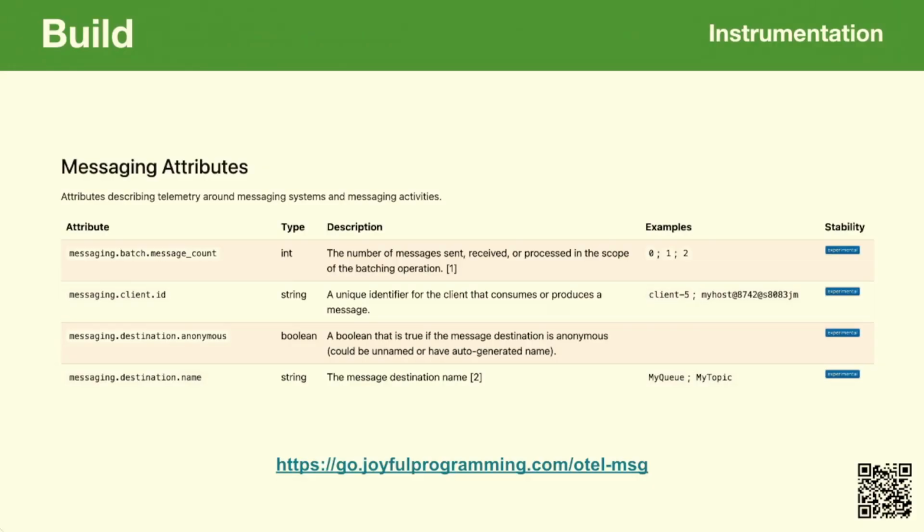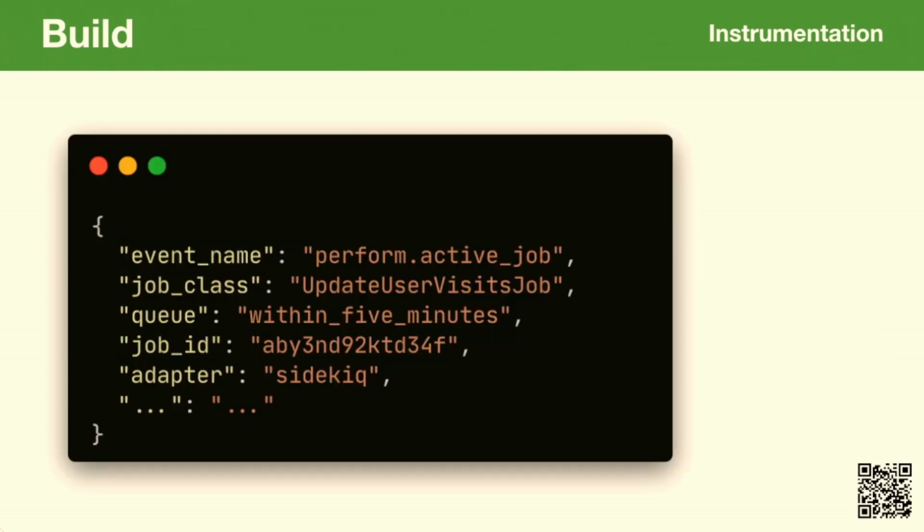But what we can do is we can look at their semantic attributes. So they've got essentially what we want, which is for this kind of attribute, it should be called this. And rather unintuitively, a queue in Active Job is called messaging.destination.name. Now you can alias that to be a bit more human friendly in your observability tool, but this is the correct name for it.